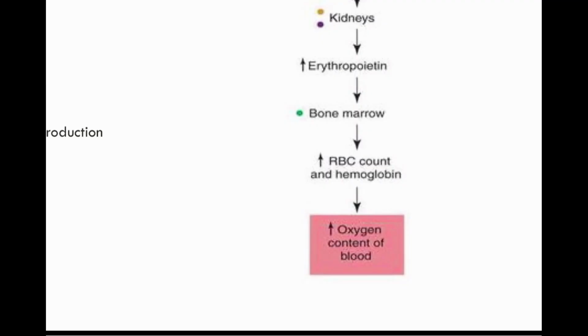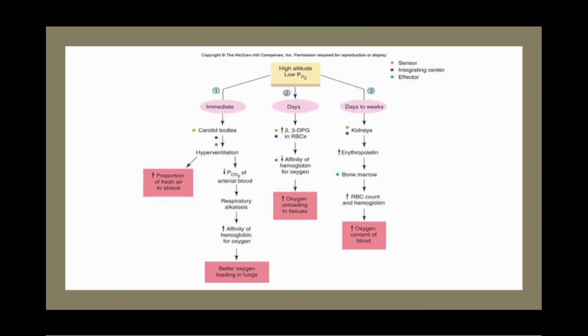So this is how our body responds to altitude. First step, better loading of oxygen. Second step, better unloading of oxygen at the tissues. The third step, more red blood cells, more trucks, more oxygen delivering capacity in the blood. That's the final stage for altitude. And this picture puts it all together again, but make sure you understand immediate, intermediate, and what happens at the end.